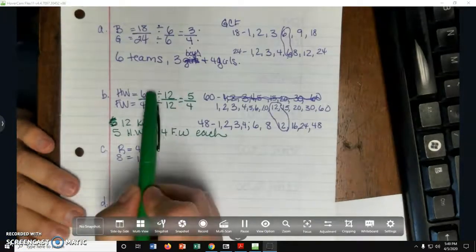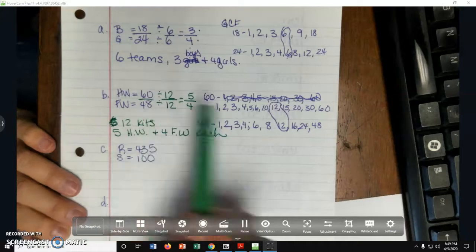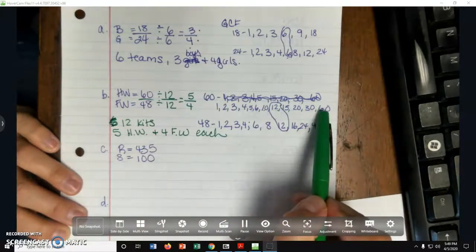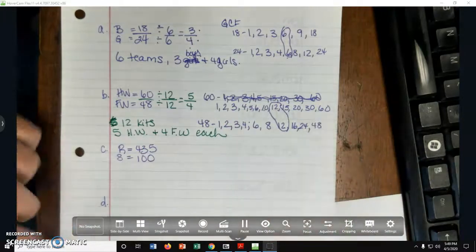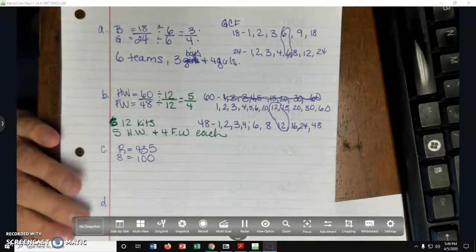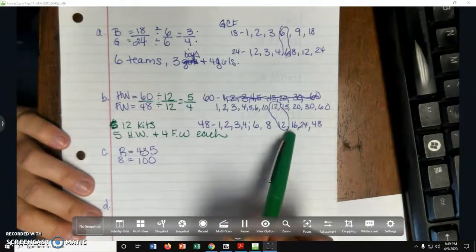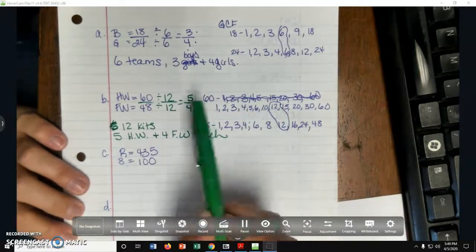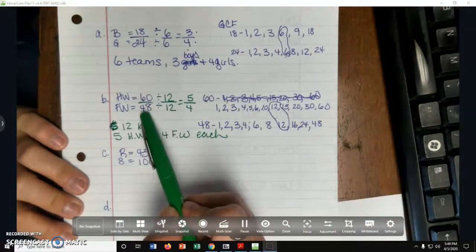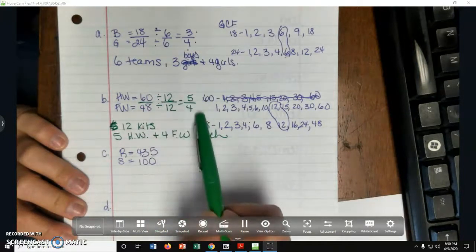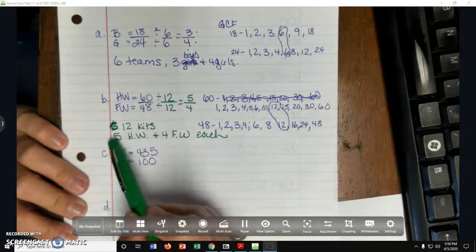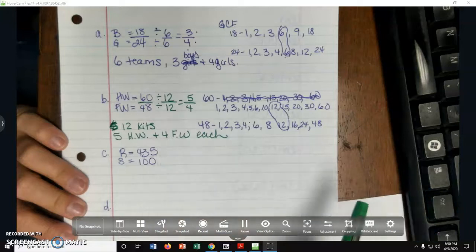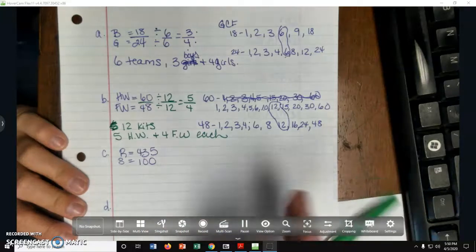All right, so I have 60 hand warmers and 48 foot warmers. I listed out my factors of 60. I didn't leave myself enough room the first time, so I had to rewrite them there. Listed out my factors of 48, and found out the greatest common factor is 12. The way I like to think about this is if I reduce this, looking at it like a ratio or a fraction, I have a 5 to 4. So I could make 12 kits. Each kit would have 5 hand warmers and 4 foot warmers.